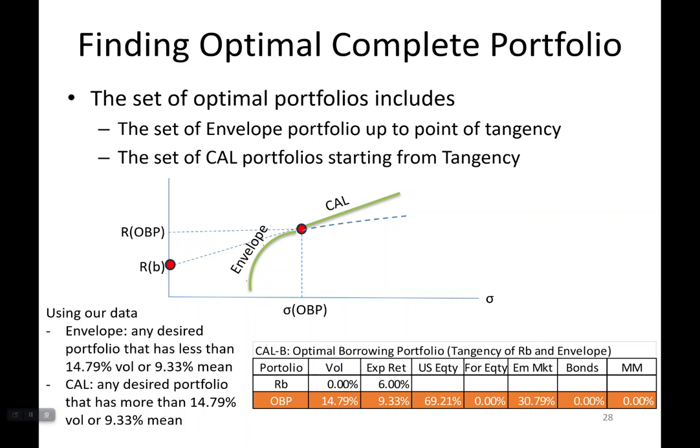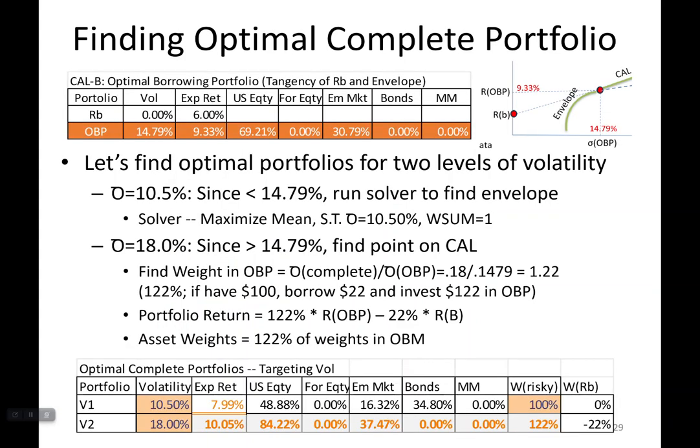So let's do something. What if you are trying to create an optimal combined or complete portfolio for 2 levels of volatility? Say you want 10.5% vol and you want the best portfolio, or you want 18% vol, what's your best portfolio? Well, we know that the volatility of this optimal portfolio is 14.7. So if you want 10.5, you're just going to be on an envelope, run a solver. If you want 18, that's greater than 14.7, you're going to be along this line. So let's solve these 2 problems.